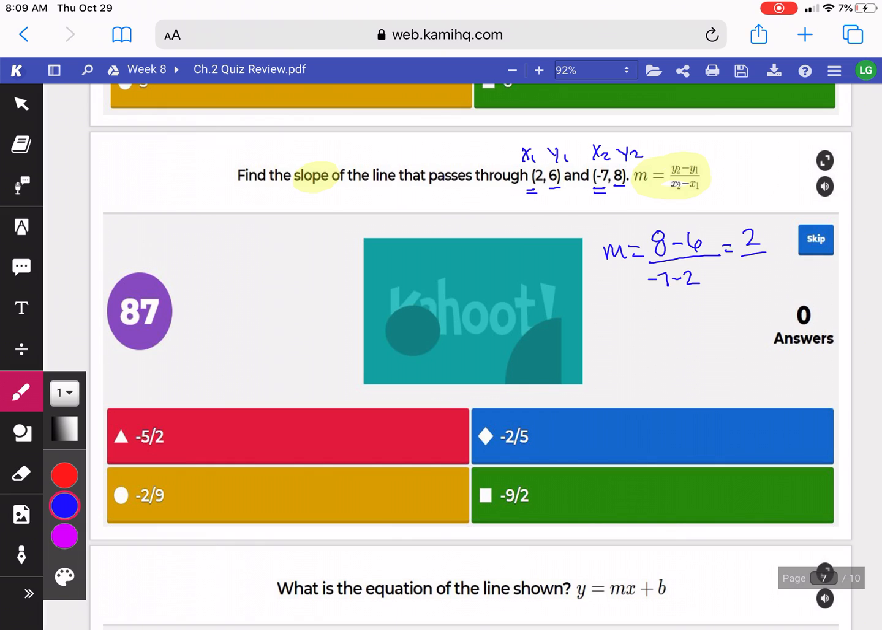This comes out to 2 over -9. So the correct answer here was yellow. 2 over -9 can also be written as -2/9. That means the same thing.